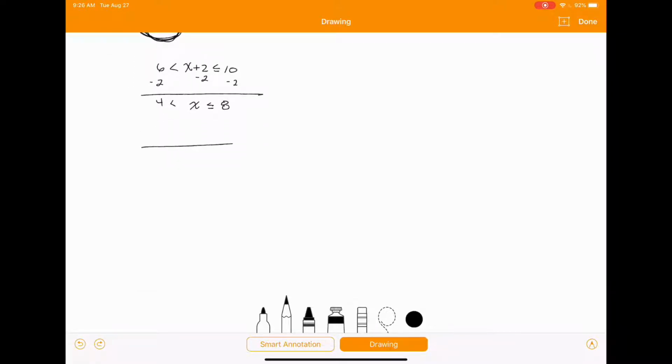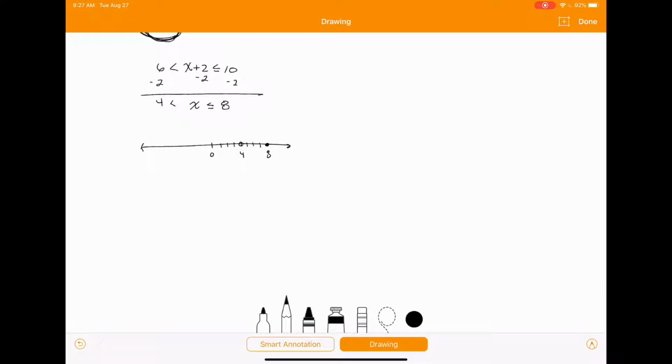And you can go ahead and graph that on a number line in the same way that we graphed our other inequalities. So we're just going to go ahead and draw our number line here. So 0, 1, 2, 3, 4, 5, 6, 7, 8. All right, now at 4, we're going to have an open circle, right? Because it's less than, right? And then at 8, we're going to have our closed circle because it's less than or equal to. So open at 4 and closed at 8.